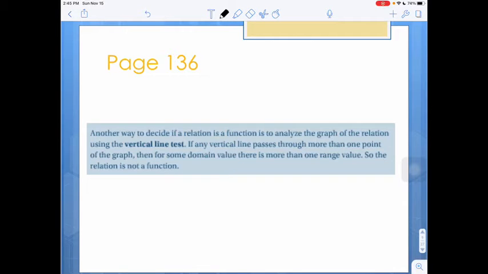Section 2.6, Example 2 on page 136. Another way to decide if a relation is a function is to analyze the graph of the relation using the vertical line test. If any vertical line passes through more than one point on the graph, then for some domain value there is more than one range value. So the relation is not a function.